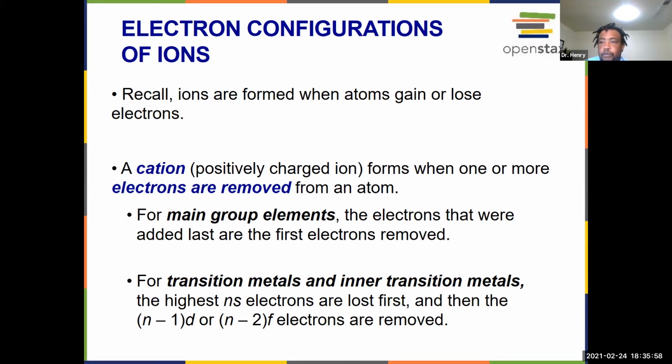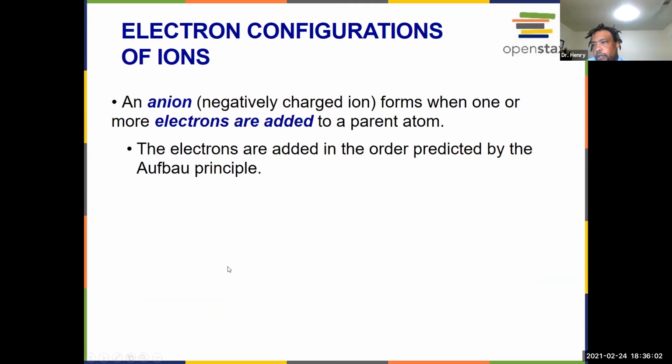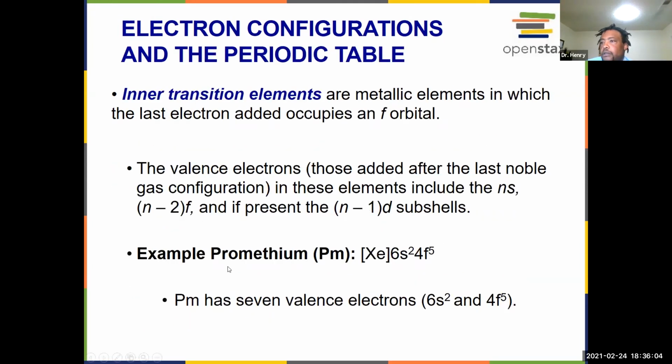So let's say we have promethium. Let me go back. Okay, so this is the electron configuration for promethium. Let's say we have promethium 3+. So it's Pm 3+. What is going to be the electron configuration for that?